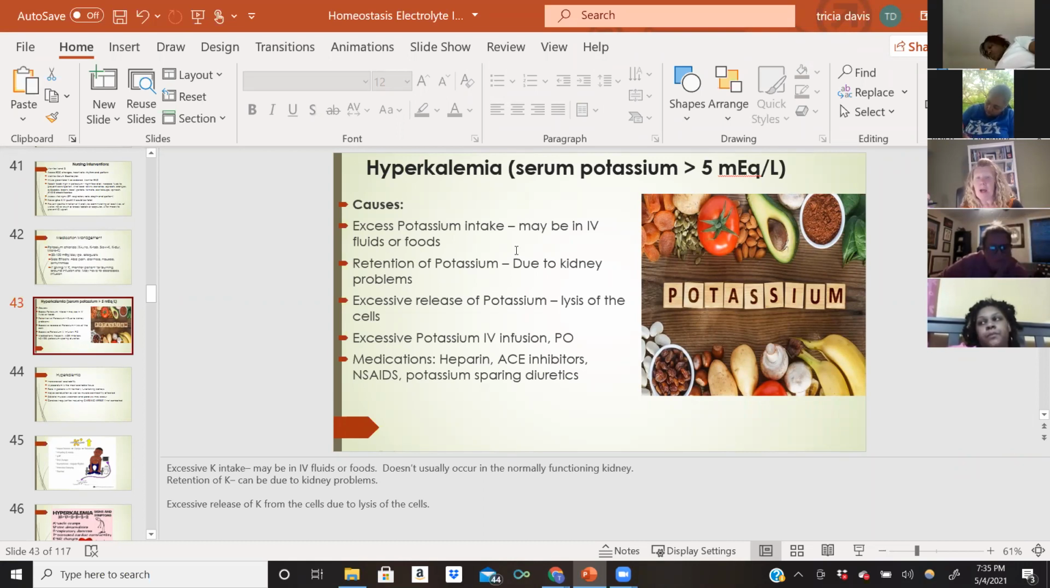We might have kidney problems, and if our kidneys aren't working properly, we might be retaining potassium. We could have excessive release of potassium if we have lysis of cells in our body. We could have excessive potassium from PO pills or IV infusion, and then certain medications can cause it. So heparin, some of our ACE inhibitors, NSAIDs, and then our potassium-sparing diuretics can also cause it.